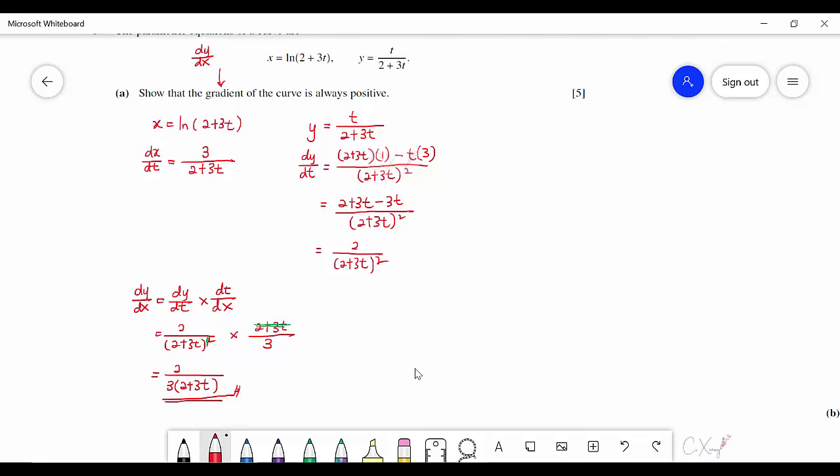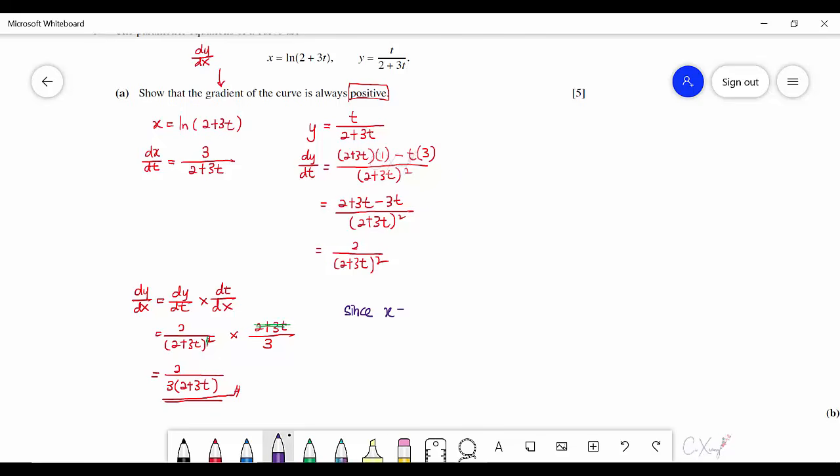Okay, but here they actually want you to show that the gradient of the curve is always positive. So how can I show that it is always positive? Okay, so now from here you can see that you're having 2 plus 3t in your answer. And if you refer to the original parametric equation, the x you are having is ln(2 plus 3t). So you can try to link this together.